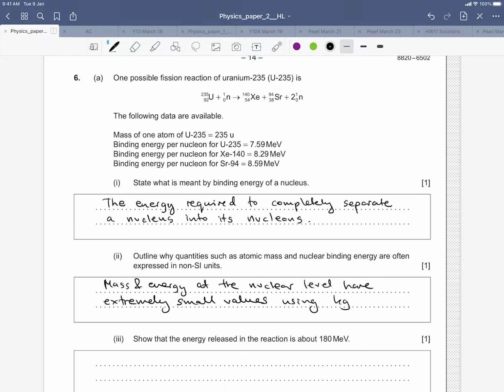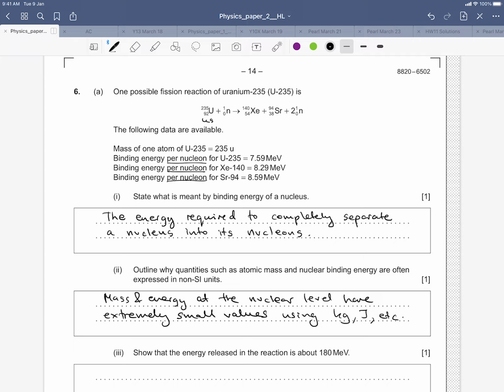Okay. Show that the energy released is about 180 mega electron volts. Okay, so we have to look at the reaction, and they've given us the binding energy per nucleon for the various nuclides. Remember that we're going from something that is less stable to something that is more stable. So the binding energy increases on average as we move to the right in this reaction.